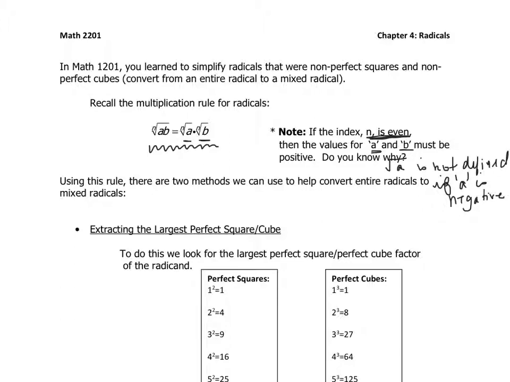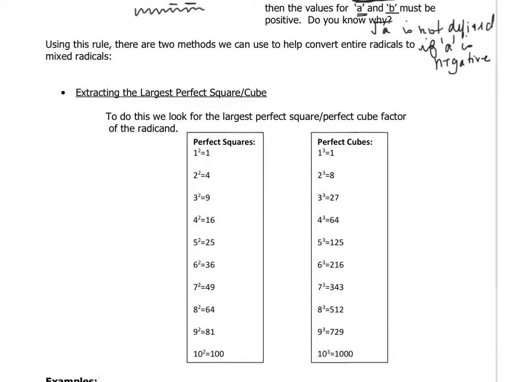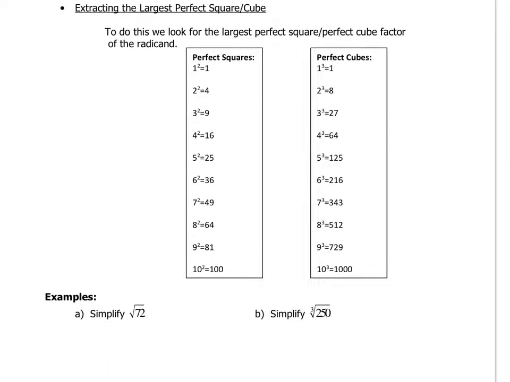All right, so when we use this rule, there's a couple of ways we can do it to help us break down radicals. One is to think of your largest perfect square or perfect cube factors and break it down that way. Or you could do what's called a prime factorization method. So we'll just go through each one of these types first. You can use whatever one you want to simplify. Most people tend to like this method here of extracting the largest perfect square or perfect cube.